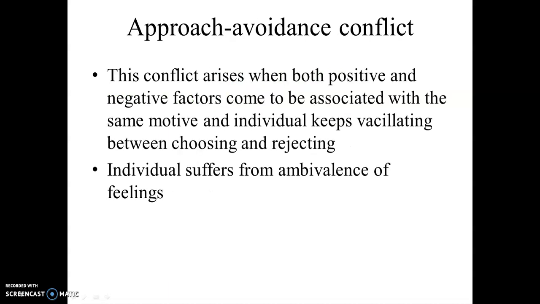Now this is the third type of conflict, which is known as approach avoidance conflict. This conflict arises when both positive and negative factors come to be associated with the same motive. An individual keeps vacillating between choosing and rejecting. So here the individual has a motive, and that motive has positive value as well as negative value.